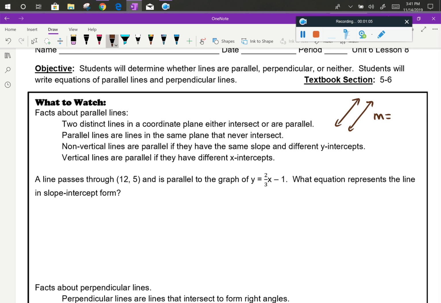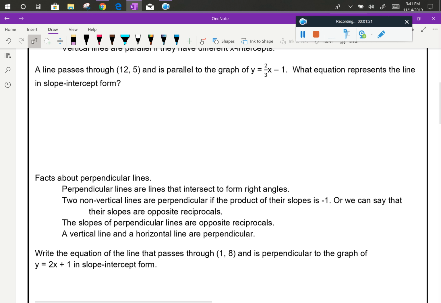But what they do have in common is that neither of them has a slope. So that does make them both vertical. So they'd still be parallel. Vertical lines are parallel if they have different x-intercepts. All right, so let's take a look at the first example using this fact.